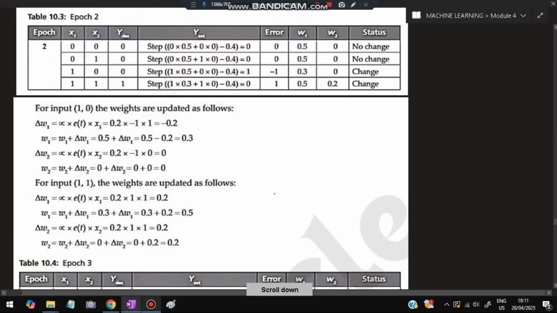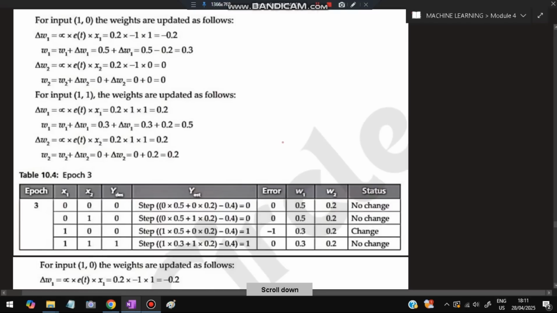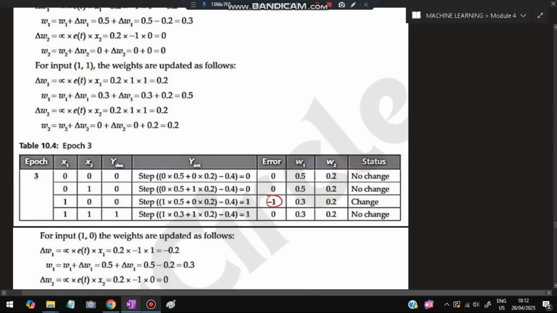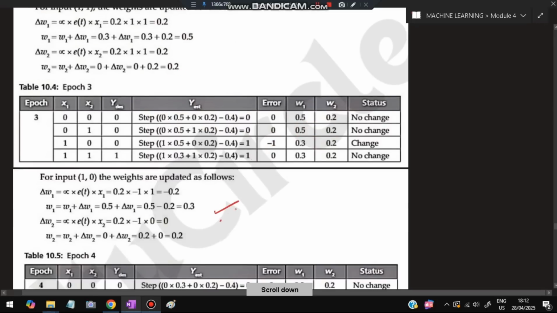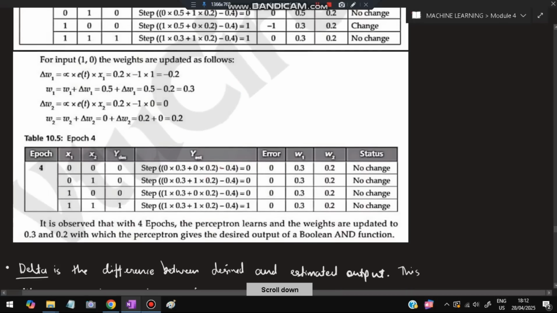That updated weight we'll use and calculate this value. When we calculate this value, we again have another wrong answer here. So again we'll update the weights. For 1 and 1 also we'll update the weights, and we'll get another new set of weights here. So the new weights are 0.5 and 0.2. So we'll write 0.5 and 0.2 and calculate. Again we got a wrong answer here, so we update the weight again, and we'll be doing epoch 4, meaning the fourth iteration.